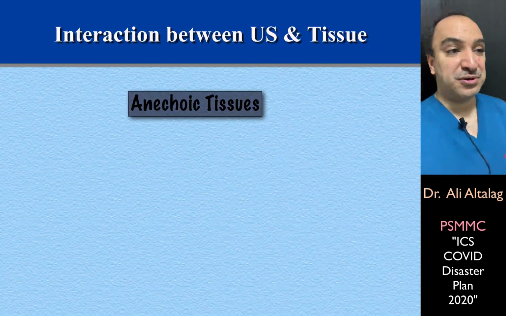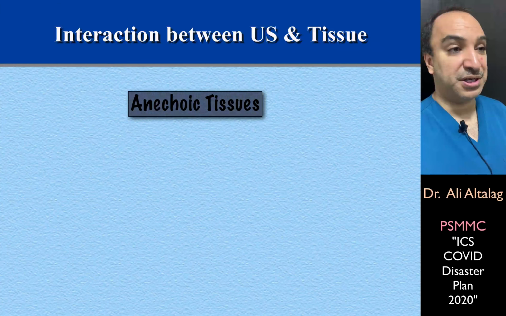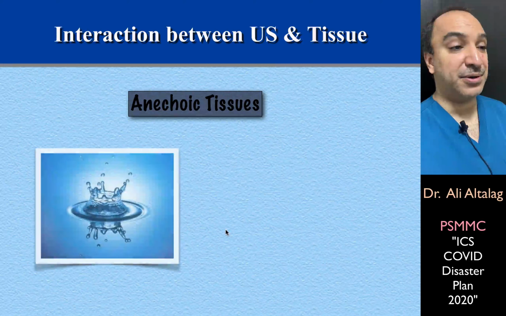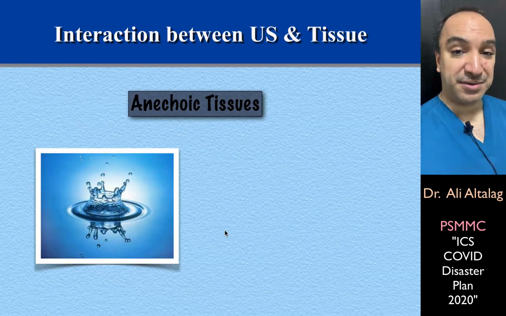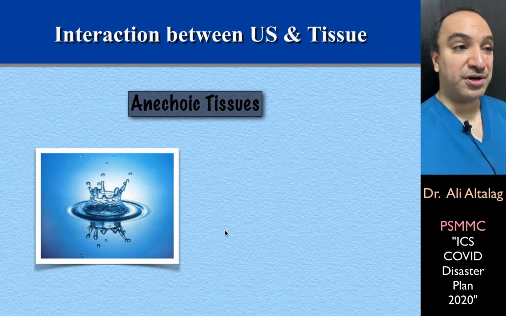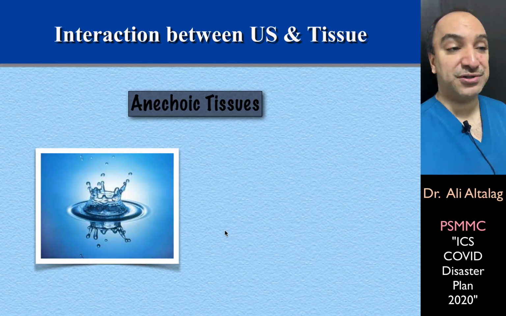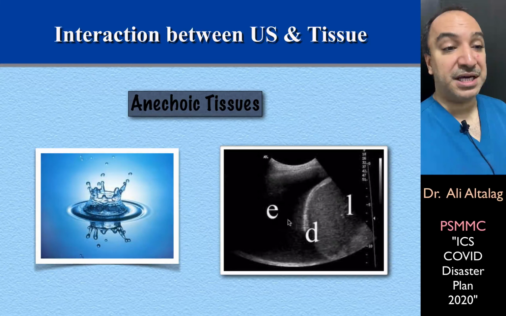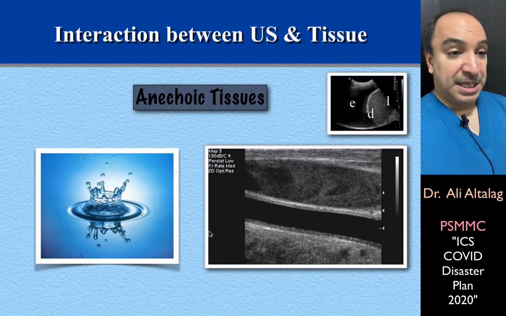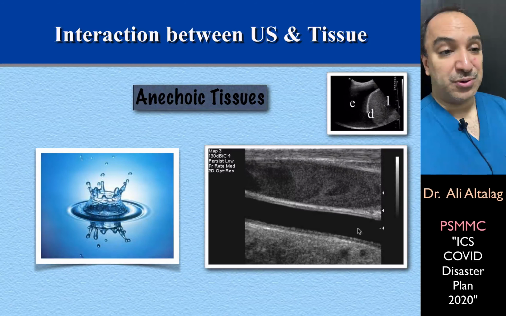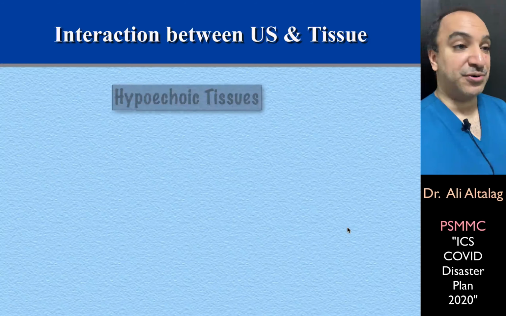The other type of tissue is the anechoic tissue, which is the tissue that doesn't reflect ultrasound at all, like water. Any fluid is considered anechoic with different degrees. The lighter the fluid, like water, the more unreflective it is. So anechoic structures usually produce a black shadow, like this pleural effusion here. This is the diaphragm, and this is the liver.